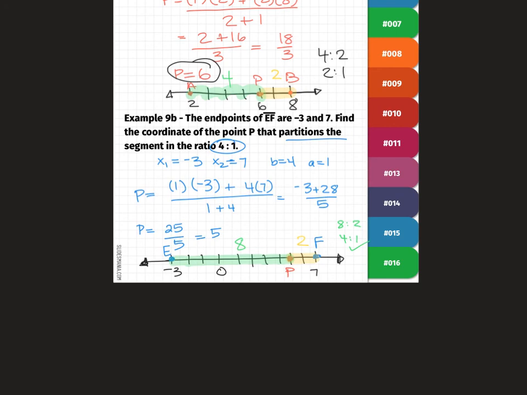And that is the conclusion of lesson number 4 on distance and length.